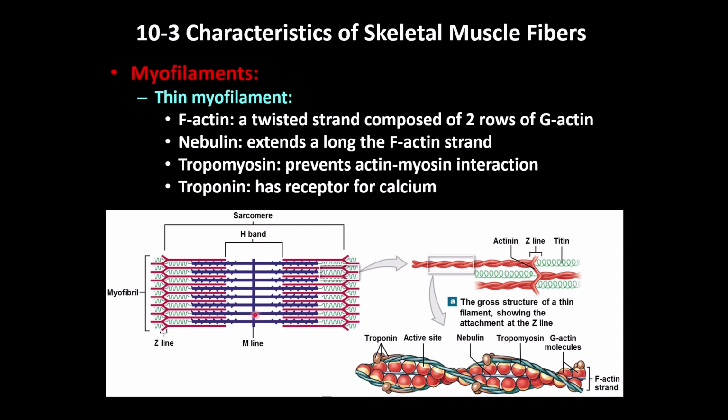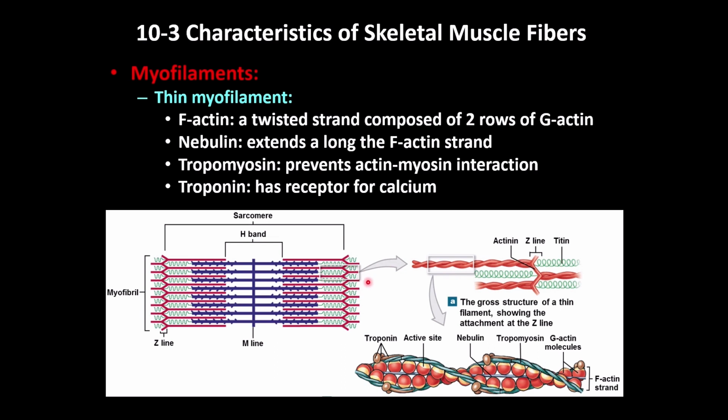You have the M line connecting the thick filaments. The area that only contains thick filament is called the H band. The area from here to here that contains both thick and thin filament is called the zone of overlap. And from here to here is the A band. The I band is this area that does not contain any thick filament.